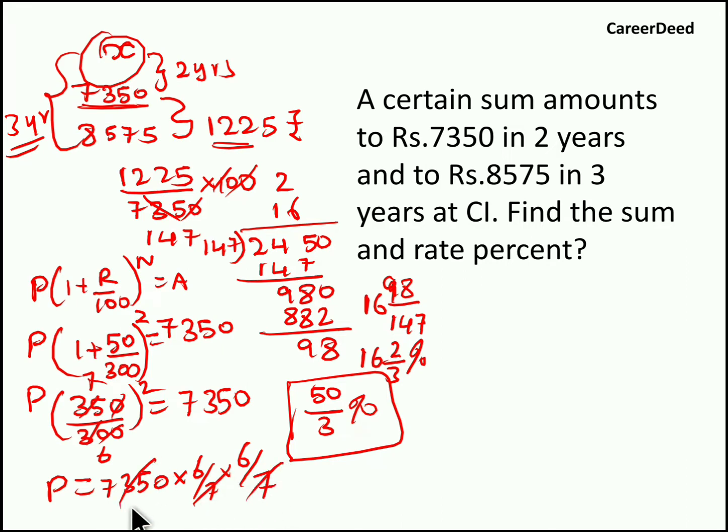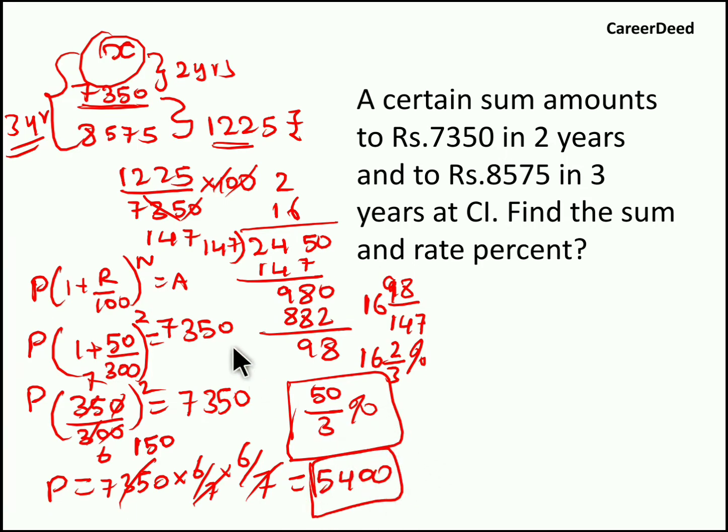Seven into 7, 49. So 7350, you get 49. It's 150. 150 into 6 into 6, you get 5,400 rupees. So 5,400 rupees is nothing but the principal he invested.